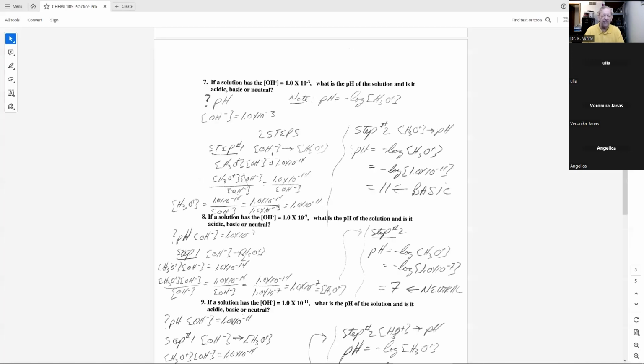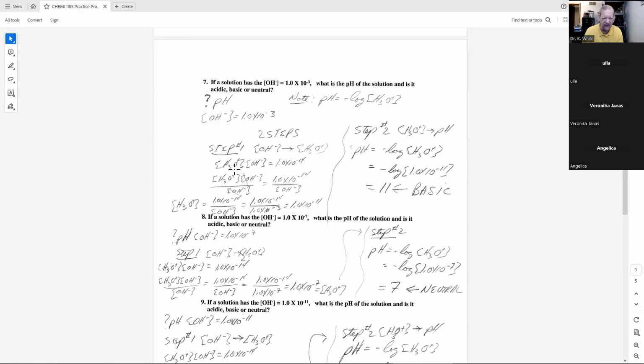In the first step, we want to convert from hydroxide concentration, OH minus, to hydronium, H3O plus. How do we do that? Use this equation, which I just told you, the ionization constant of water, KW.